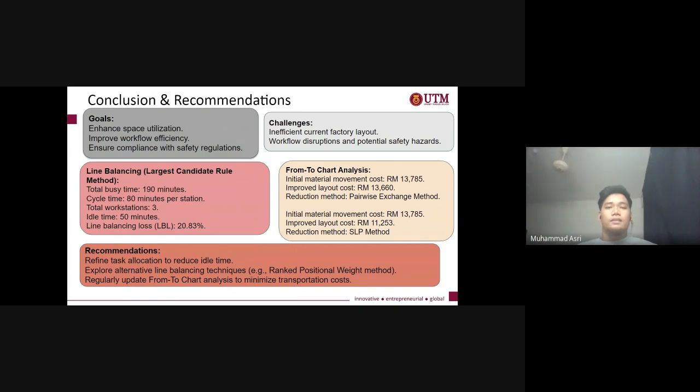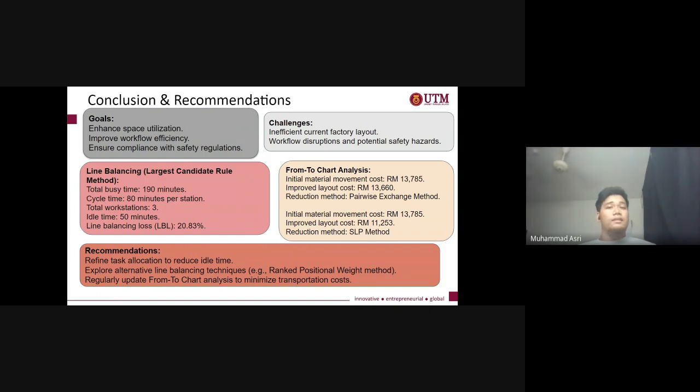Our challenges are the inefficient current factory layout, workflow disruption, and potential safety hazards. For the line balancing method, which is the largest candidate rule, the total task time is 190 minutes. Cycle time is 80 minutes per station. Total workstations are 3. Idle time is 50 minutes. And the value of line balancing loss is 20.83%.